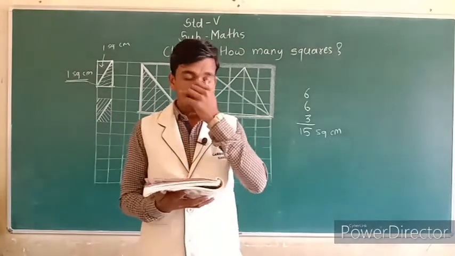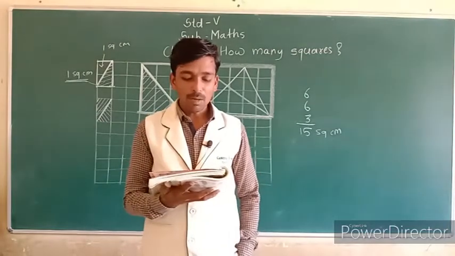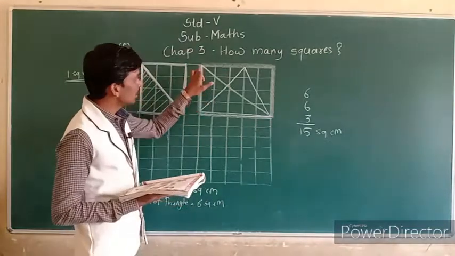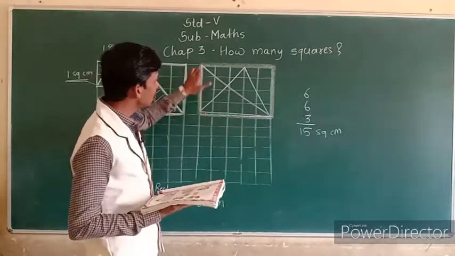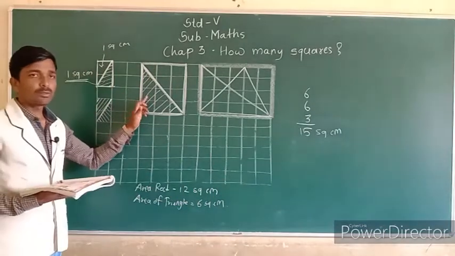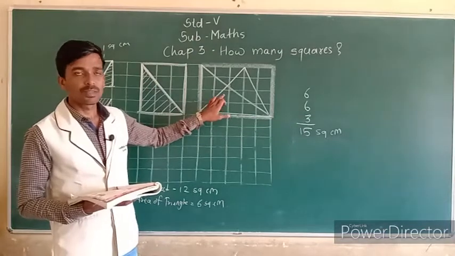Okay, see what they give us here. The blue triangle is half of the big rectangle. Which one is the blue triangle? This one is blue. That is half, similar to this one.